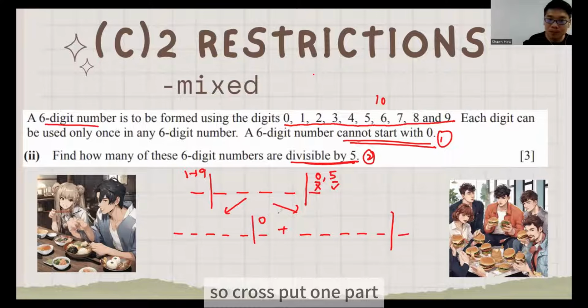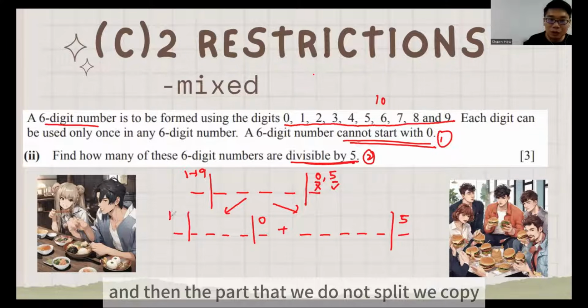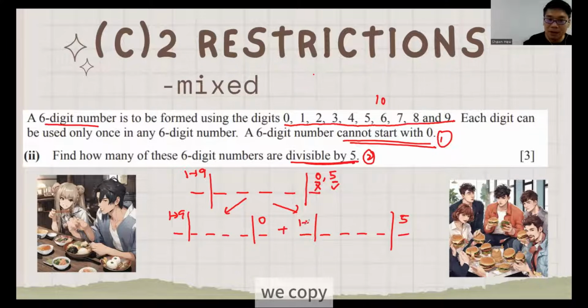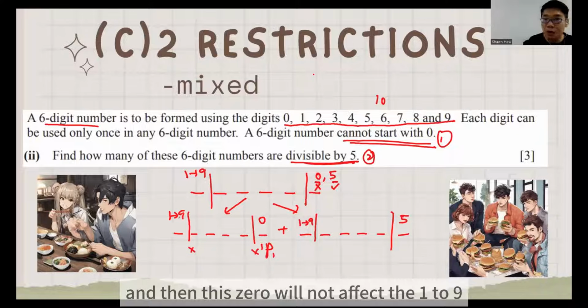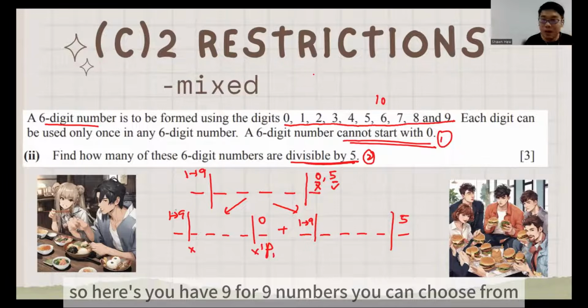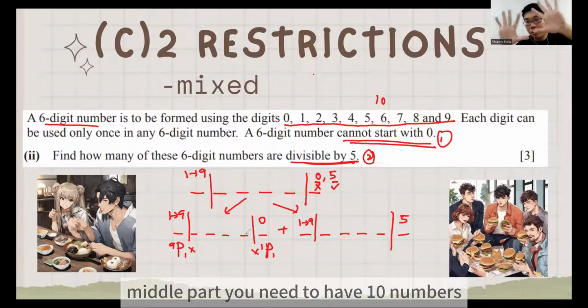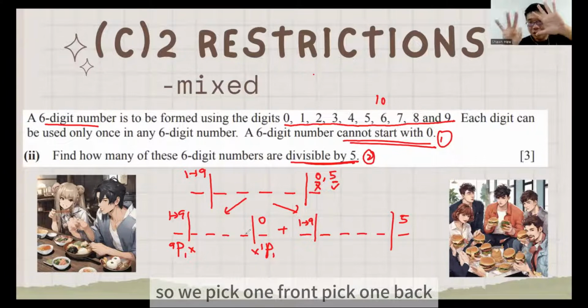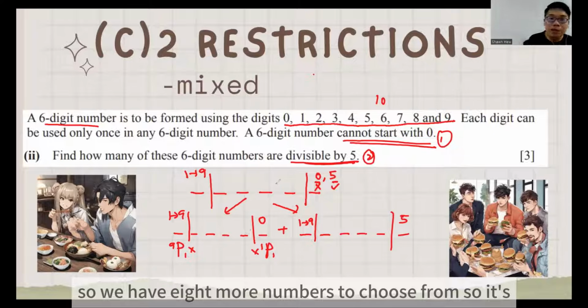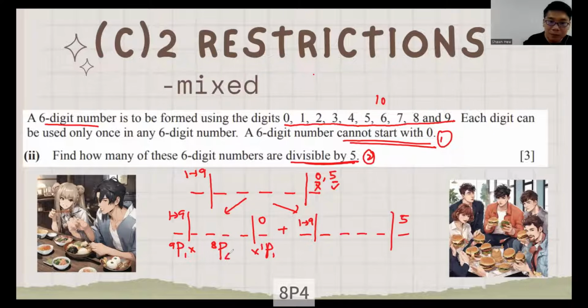So cross put one part, 5 put another part, and then the part that we do not split, we copy. So we do this. Here is 0, so it's 1P1. And then this 0 will not affect the 1 to 9. So here we still have 9 numbers we can choose from, so it's 9P1. For the middle part, initially we have 10 numbers. So we pick one front, pick one back. So we have 8 more numbers to choose from. So it's 8P4.